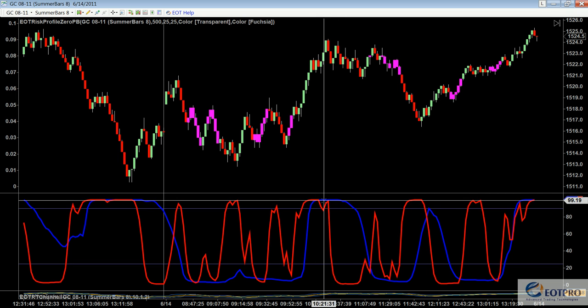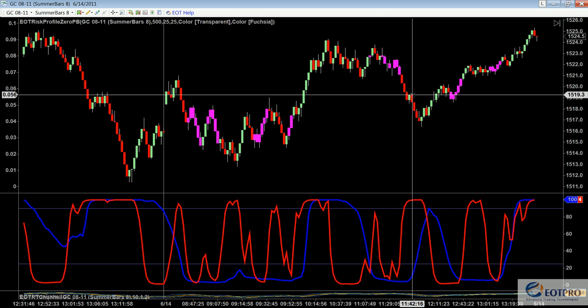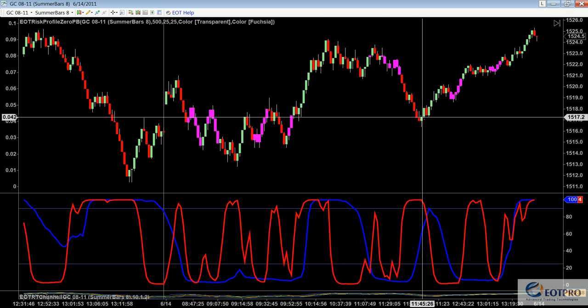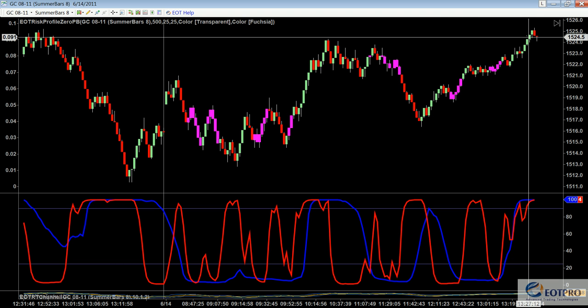We're blue. It's at a top. End of the up move is over. End of this big down move is over. The end of this big up move is over. I think you get the idea. The blue line is telling you that the move is over. The red line is telling you that the very short-term moves within the move are over.